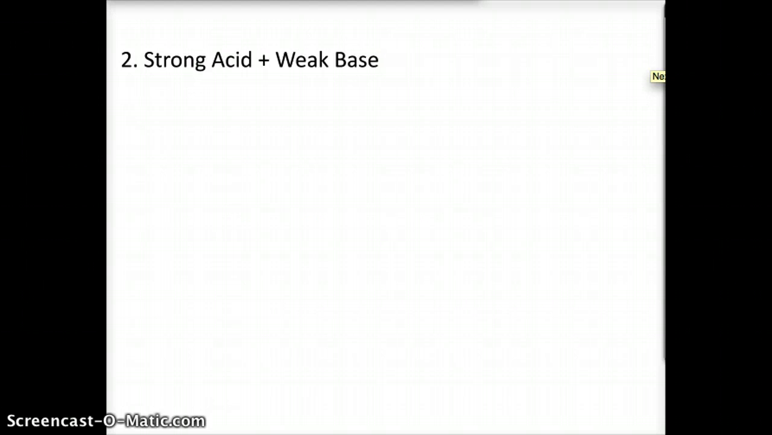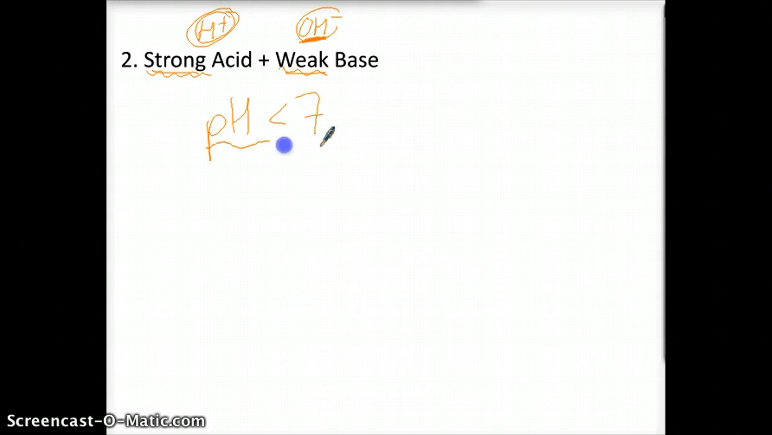Okay? With a strong acid and a weak base, in general, the final pH is going to be less than 7. And the reason for that is because you're mixing a strong acid with a weak base. So essentially, as the H pluses and the OH minuses react, you're going to run out of OH minus because you have a weak base before you run out of the strong acid. You're going to have more hydrogen ions around. And if you have more hydrogen ions, we know that's going to make a pH that's less than 7.